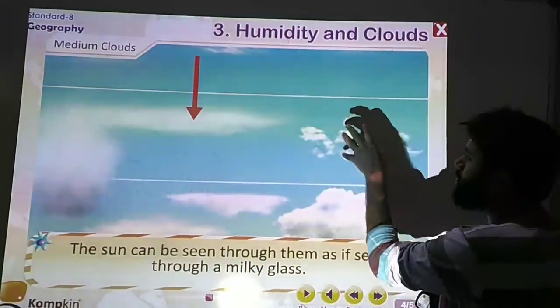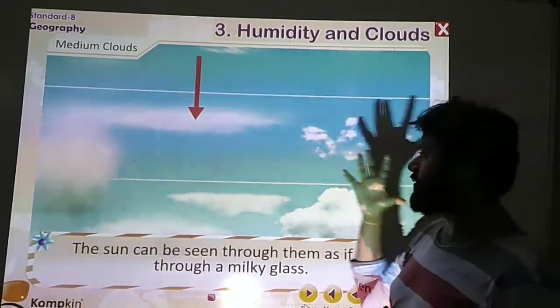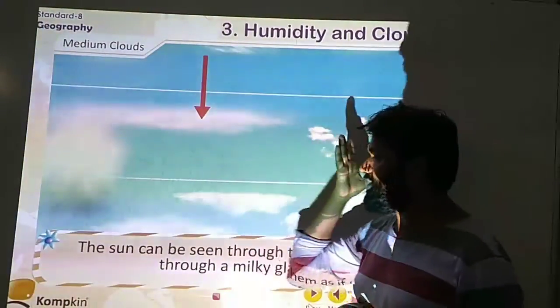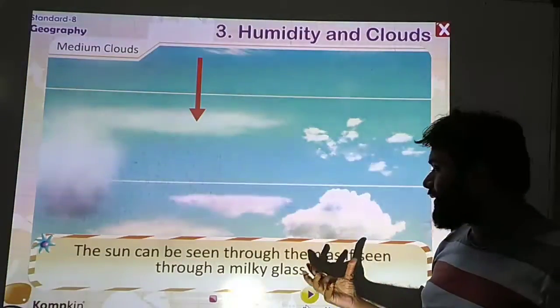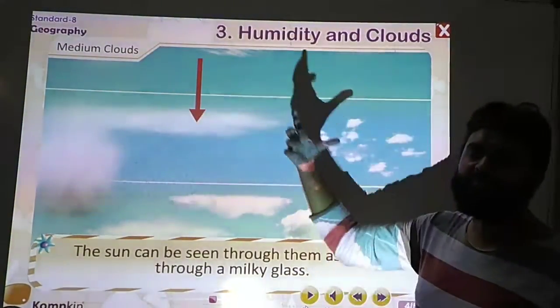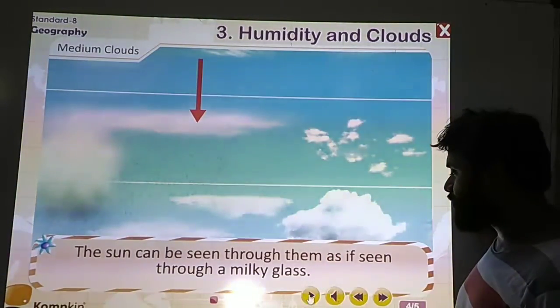The cumulus is round-shaped, something like a cauliflower. This is flat like a bed sheet. The sun can be seen, but it is like through milky glass. The sun appears as if coming through milky glass. So this is the altostratus.